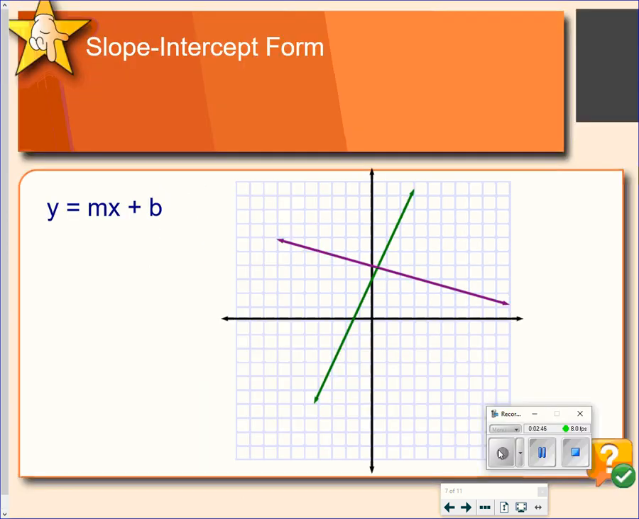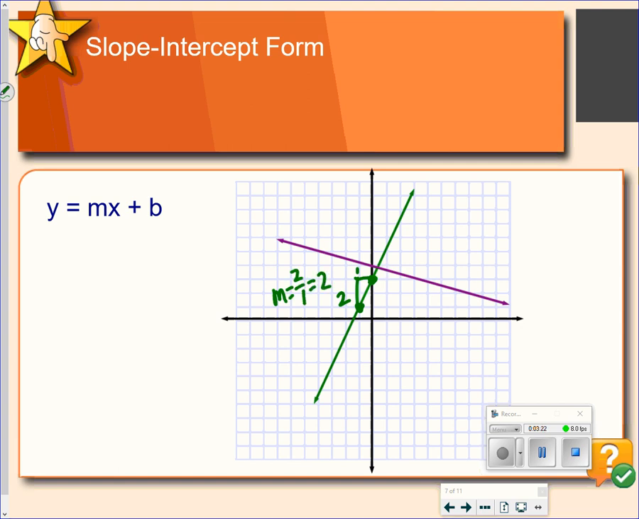So now we want to write the equations to these 2 lines. We'll do the green line first. In order to find the slope of the line, you have to find 2 points on the line so that you can determine the slope. It looks to me like this is a good point, and right there is a good point. So using those 2 points, we can find the slope. The rise is 2, the run is 1, so the slope is 2 over 1, which is 2.